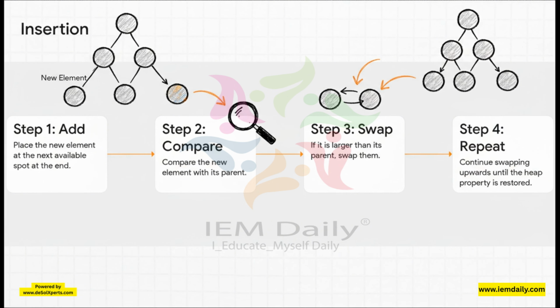And we just keep doing that, swapping our way up the tree, a process people call bubbling up, until our new element finds its rightful place and the whole heap is happy again.